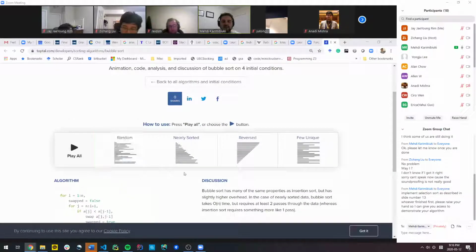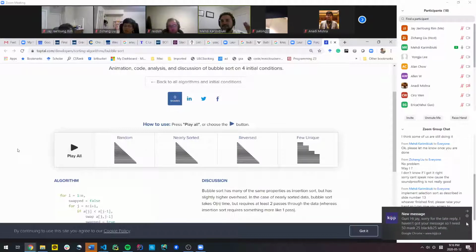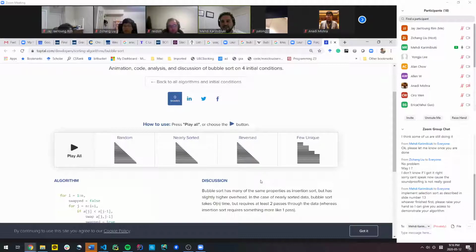a random array, I have a nearly sorted array, I have a reversely sorted array, and I have an array that is sorted based on some unique pattern. So once you play that, nearly sorted did it first, the second one. Random did it next. Reversed and few unique did it equally well. Okay, so let's do it again.